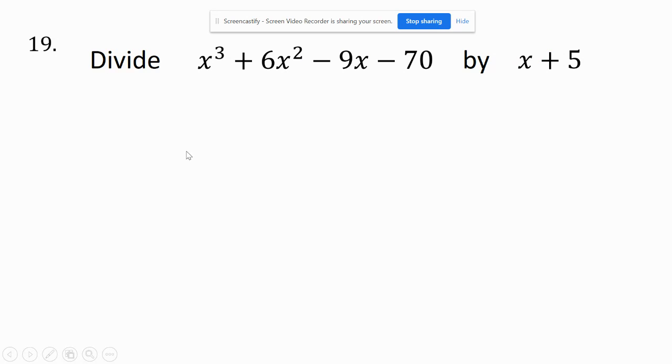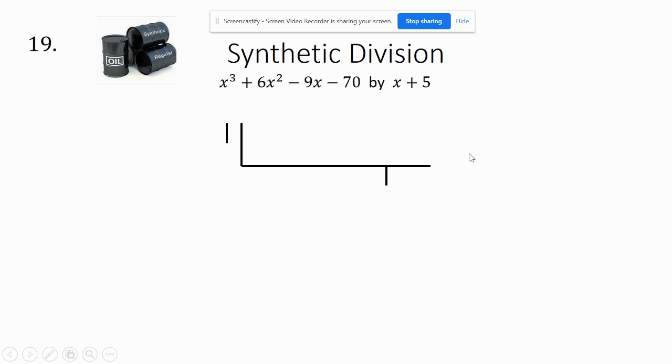Okay. This time I have this x cubed plus 6x squared minus 9x minus 70 by x plus 5. Well, because it's a single x, I can use synthetic division. So I need to write my coefficients. First off, I need to take this 5. It's the opposite, not positive 5, but negative 5. And I'm going to write my coefficients here. It's a 1. Number in front of x cubed would be a 1. The number in front of x squared would be a 6. The number in front of the x is a negative 9. The number in front of the negative is a negative 70.